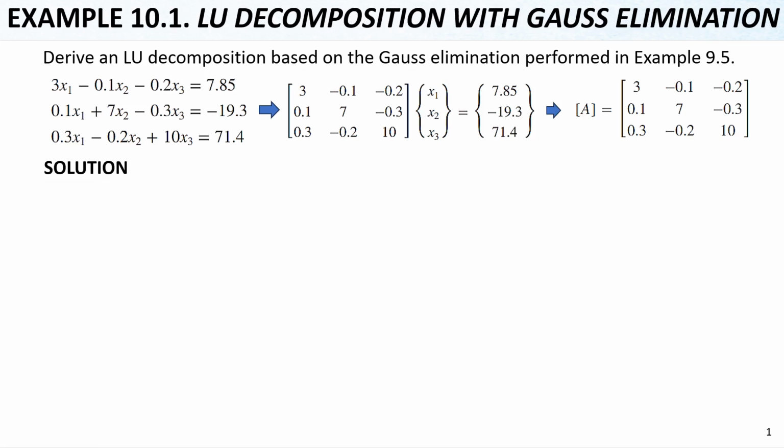We have example 10.1 for LU decomposition with Gauss elimination. We will just decompose the A matrix here. You can see our example. We separated the A matrix. Then this A matrix, we are going to decompose into a lower and upper triangle using the LU decomposition we mentioned in the previous slides.